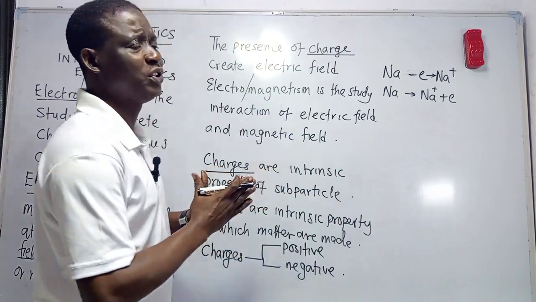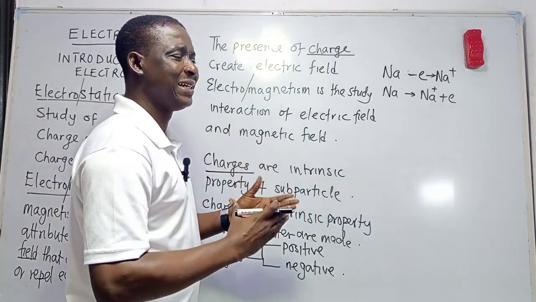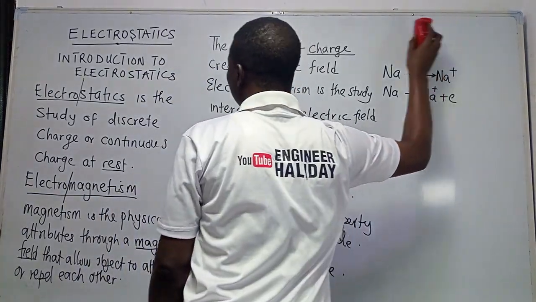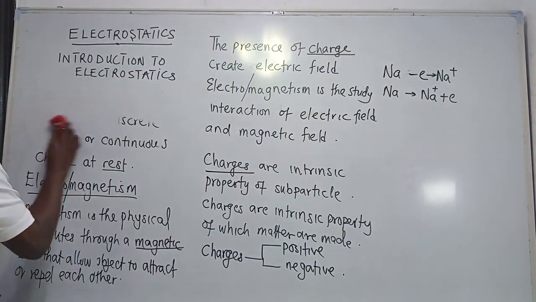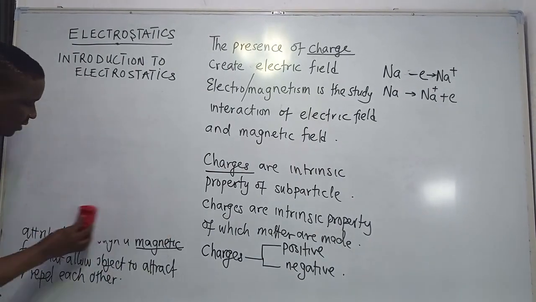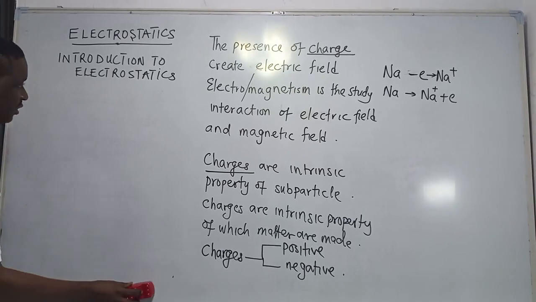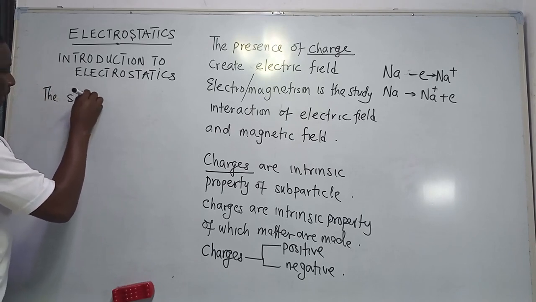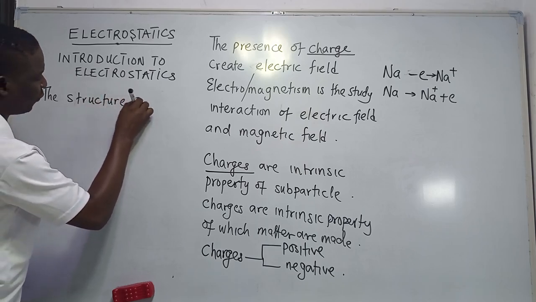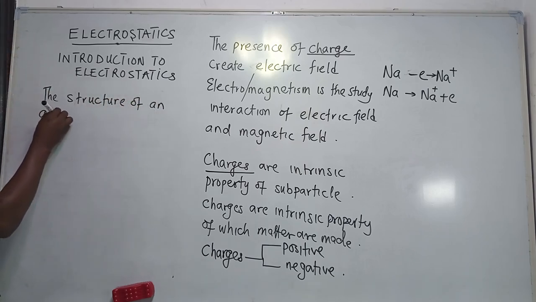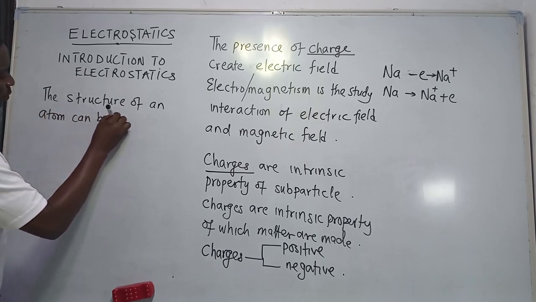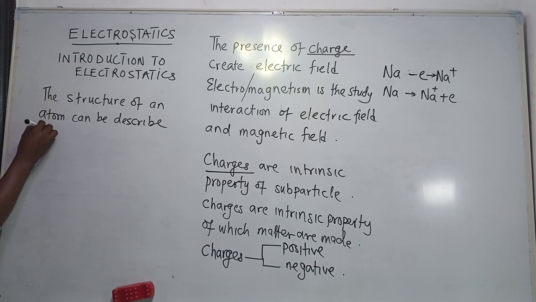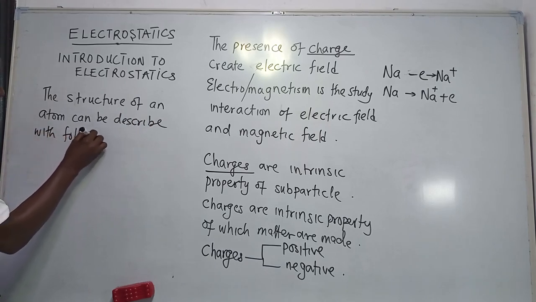Now, the structure of an atom can be described using these three particles. The structure of an atom can be described with the following particles.